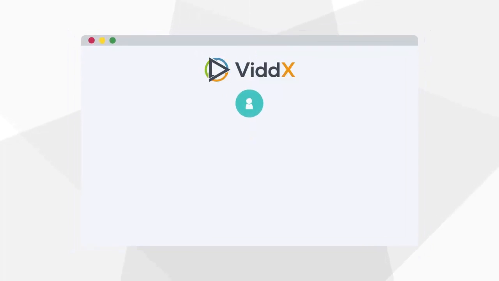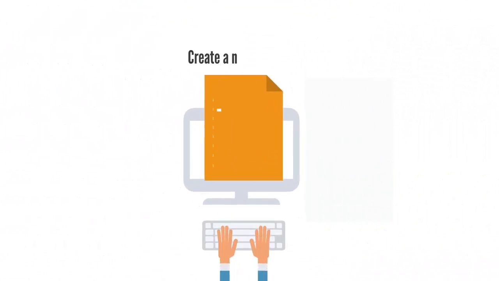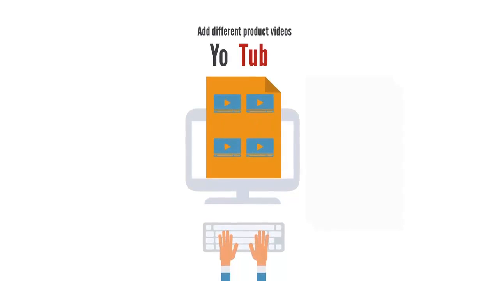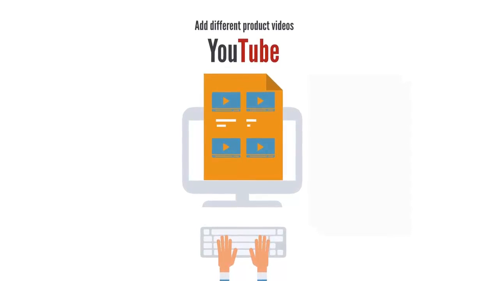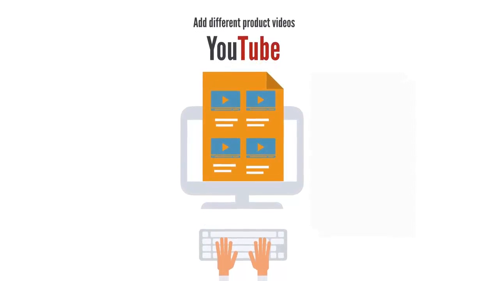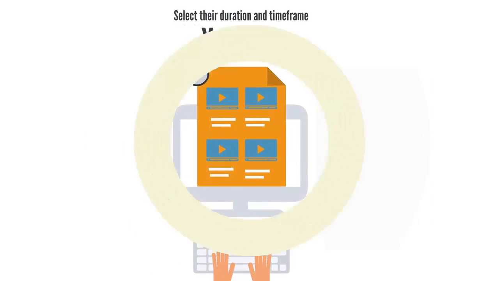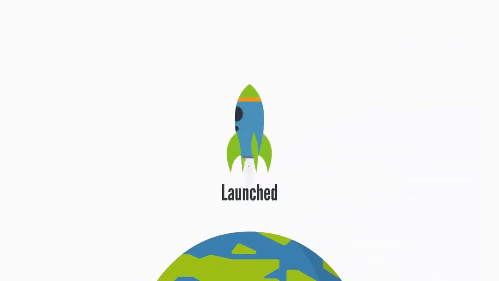Let me show you. Once you log into your Viddx account, all you need to do is step 1, create a new campaign. Step 2, add different product videos from YouTube into your campaign and add a description and call to action for each video. Select the duration and time frame. Step 3, hit publish and your campaign is now ready to launch.